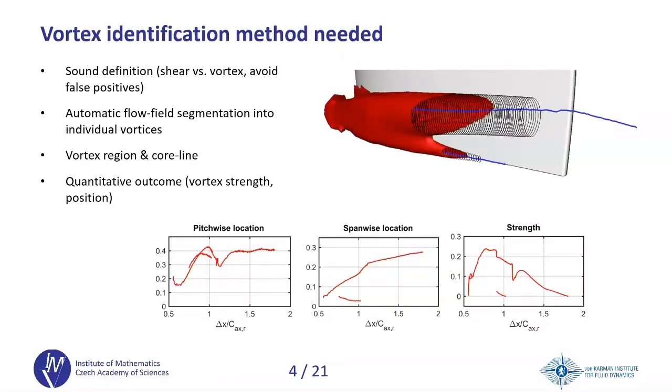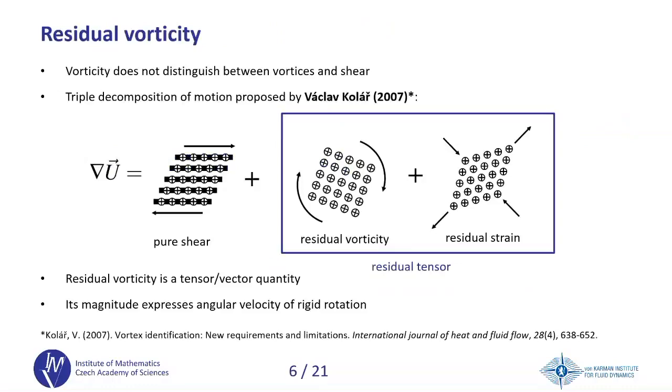So these are the requirements, and we didn't quite see any method at the time that would be able to give us what we needed. So we decided to develop our own methodology for the identification and analysis of vortices. And as the basis of the method, we selected the triple decomposition of motion that was already described by Jakub.